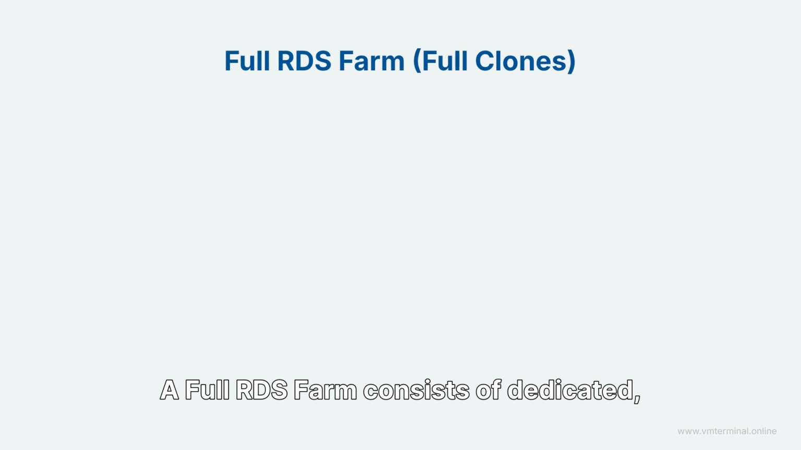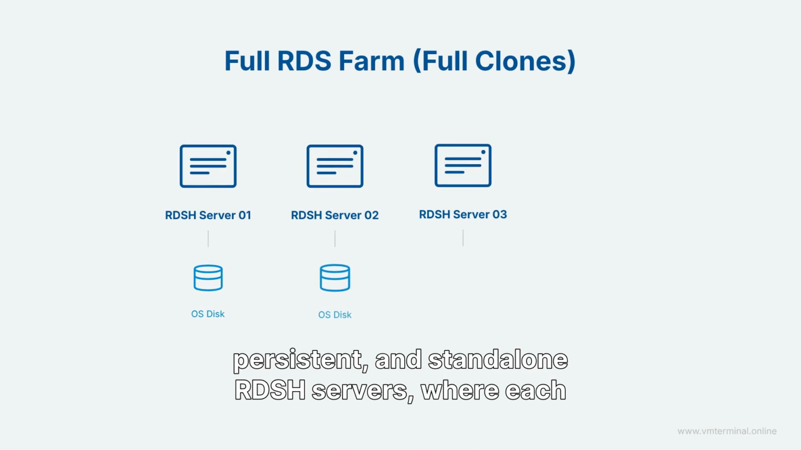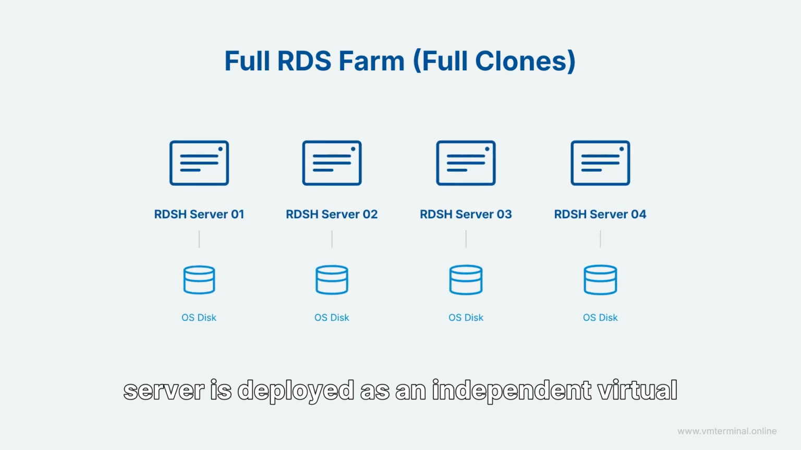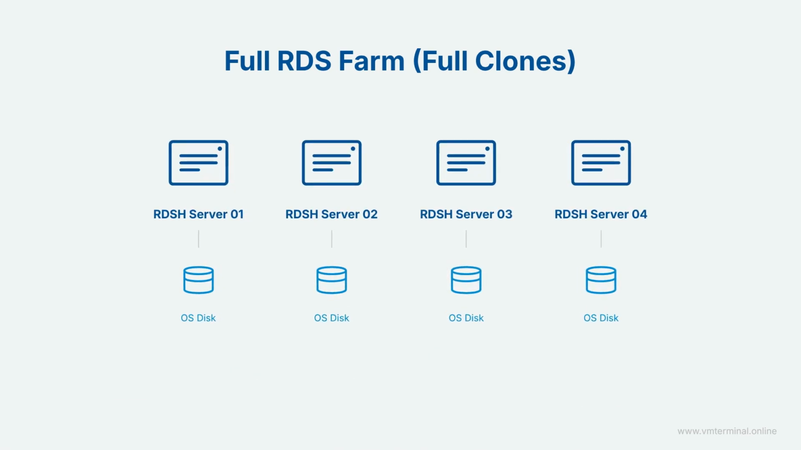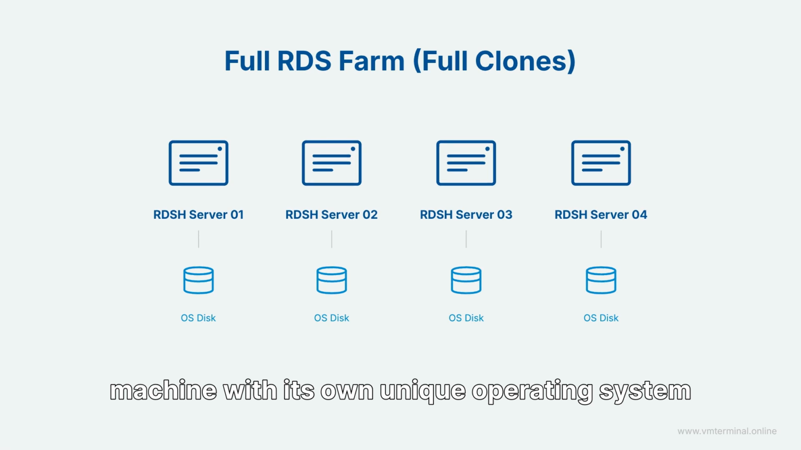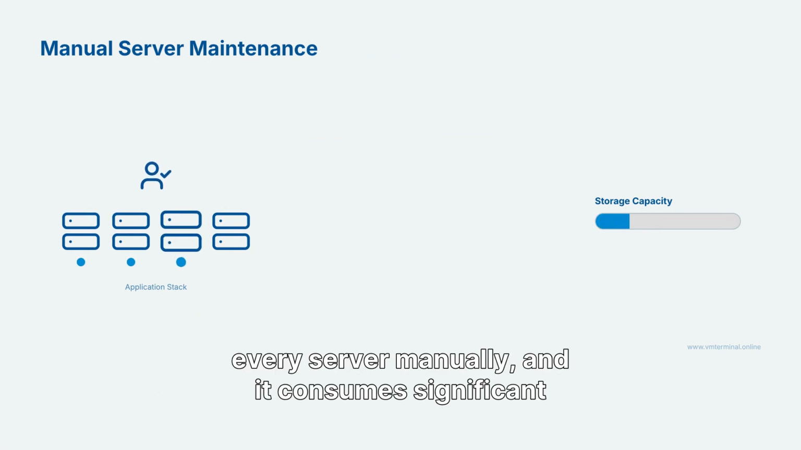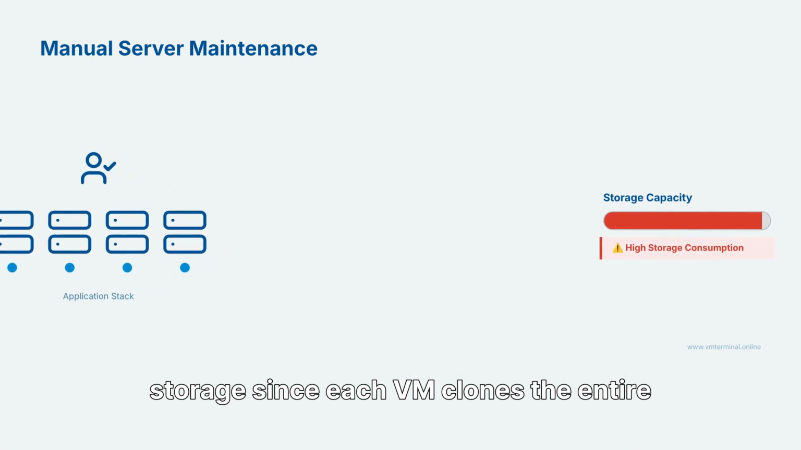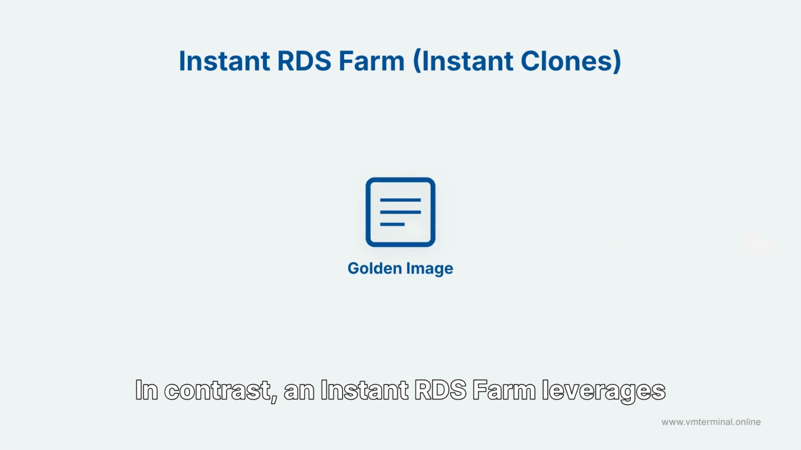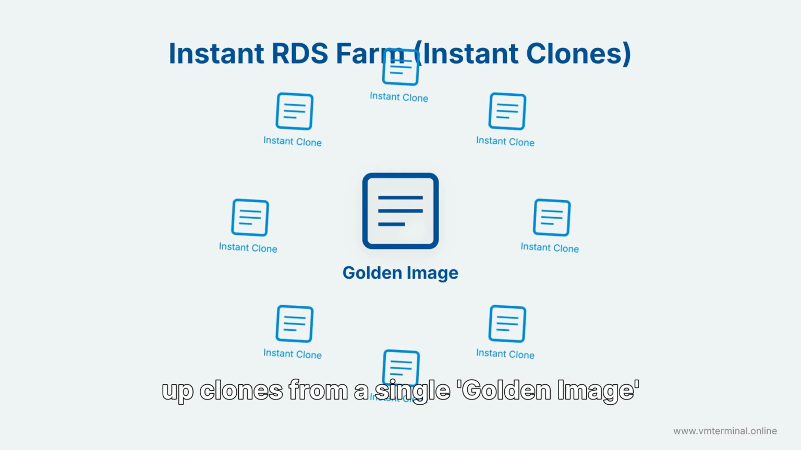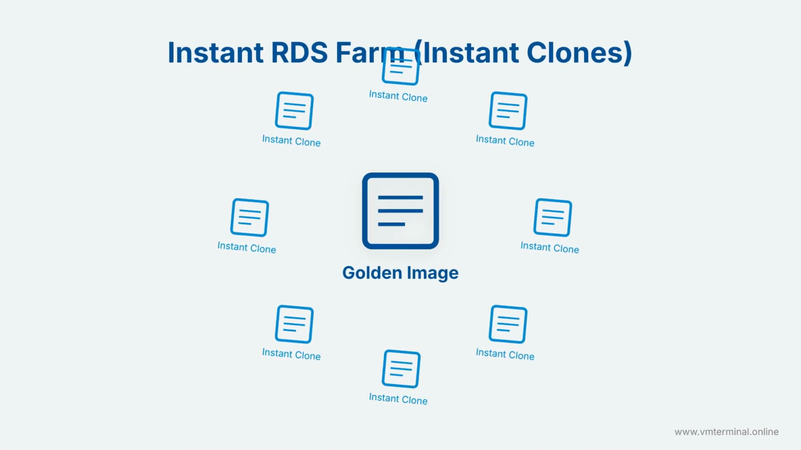A Full RDS Farm consists of dedicated, persistent, and standalone RDSH servers, where each server is deployed as an independent virtual machine with its own unique operating system disk. This means updates must be installed on every server manually, and it consumes significant storage since each VM clones the entire application stack. In contrast, an Instant RDS Farm leverages VMware's instant clone technology to rapidly spin up clones from a single golden image on demand.